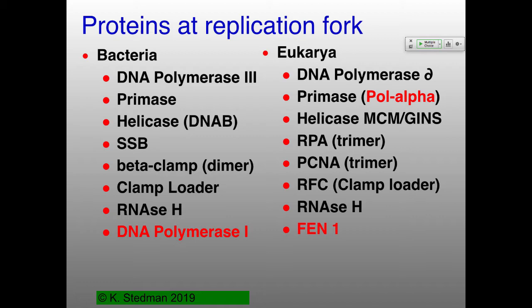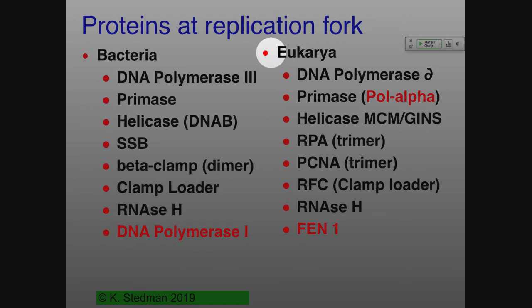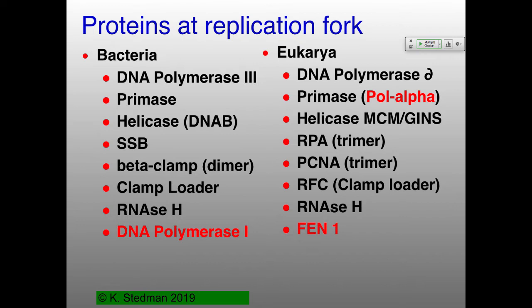Before I wanted to get started, though, I've had a number of requests for a table like this before. Basically, all that this is doing is comparing between bacteria and eukarya, the different proteins of the replication fork. And the main thing here is this bizarre different terminology. So RPA that you have in eukaryotes instead of the single-stranded binding protein, PCNA versus the beta clamp, et cetera. Everything that's in red are the ones that are different between the two.